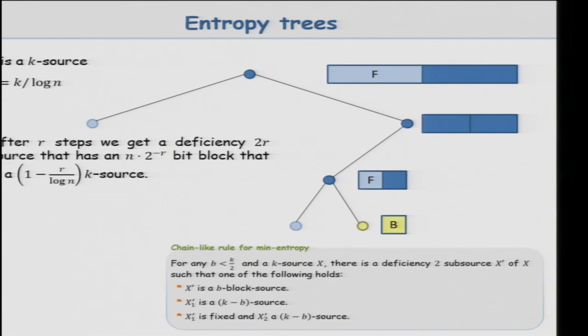The reason is exactly what you said. In every step that you haven't succeeded yet, the length decreases exponentially after r steps, but the entropy decreases just linearly. So as long as you haven't found the block source, you will have a source on n times 2 to the minus r bits, and the entropy will be almost k minus k over log n times r. More exactly, you'll have a deficiency-2r subsource with this property, but forget about that. At some point, the entropy will catch up with the length, and once this is larger than 0.6 times the length, in the next iteration you'll find the block source.